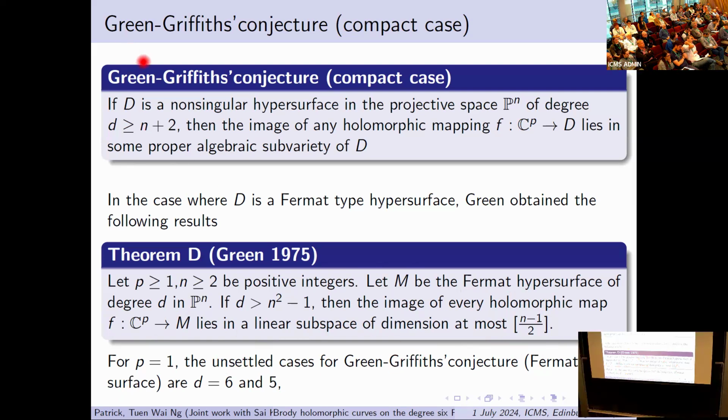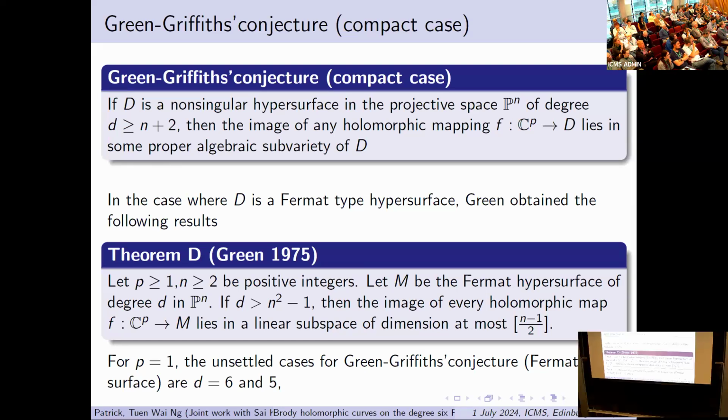Now, if you take p to be 1, which is our situation, then the unsettled case of this Green-Griffiths conjecture for the Fermat surface would be d equal to 5 and also 6, because here you have d greater than or equal to n plus 2, and n in our case is equal to 3, so you have 5 here. If you just consider entire solutions of the functional equation, the only unsolved case is d equal to 6, and then we believe that any solution should be degenerate in that case.